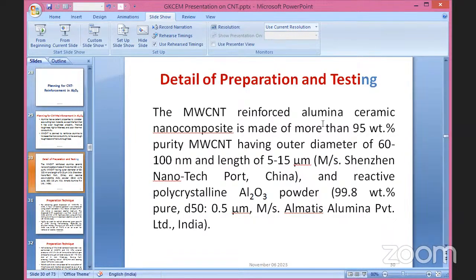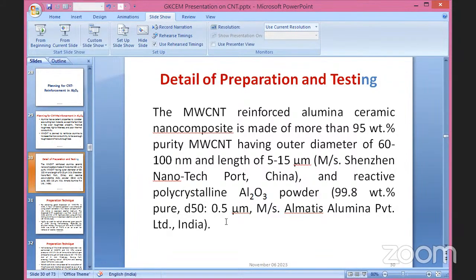It is made of more than 95% pure multi-walled carbon nanotube, and it is having an outer diameter of 60 to 100 nanometer and length of 5 to 15 nanometer. And from Messrs. Shenzhen Nanotech Port, China, the CGCRI has procured this particular carbon nanotube, because that company supplies quality carbon nanotubes, and it is also cheap compared to that of the Germans, whose quality is good but cost is very high.